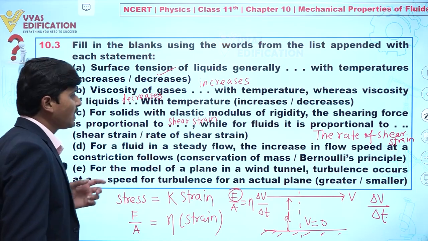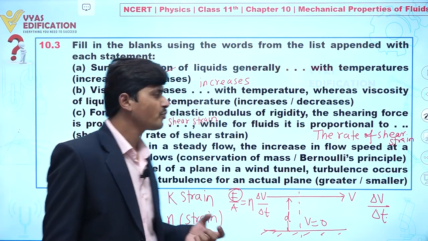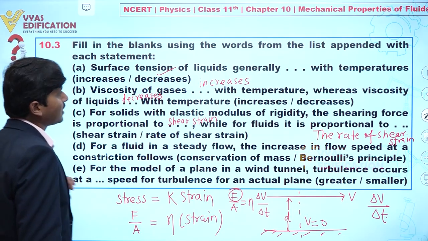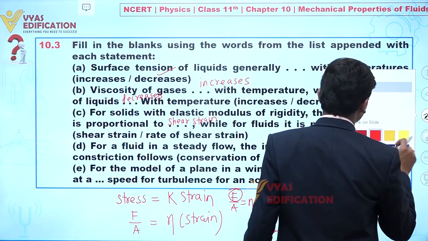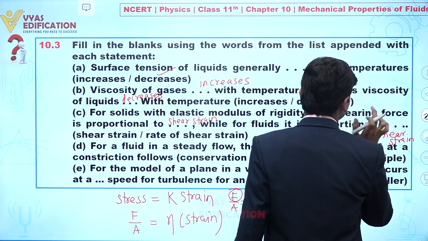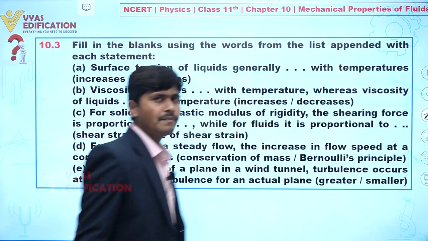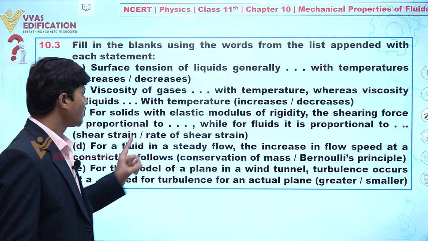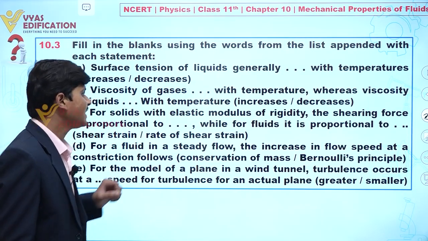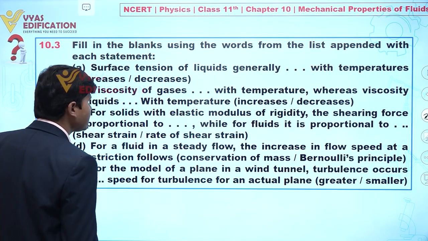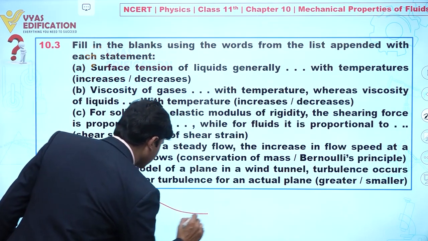Yes. Now part number D. It is given that for a fluid in a steady flow, the increase in flow speed at a contraction follows. Now listen carefully. Suppose we have this type of cross-section area.